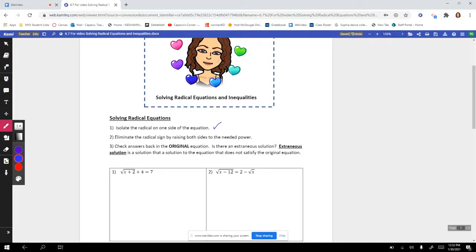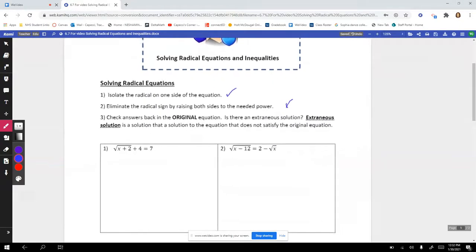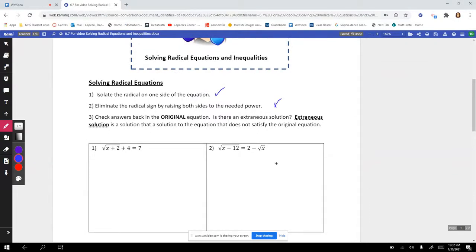So if it's the square root, we're going to square both sides. If it's the third root, we're going to take both sides to the third power. Then we always have to make sure that we check back into the original equation, and that is because we're checking for extraneous solutions. Now, you see extraneous solutions a lot throughout your math career.